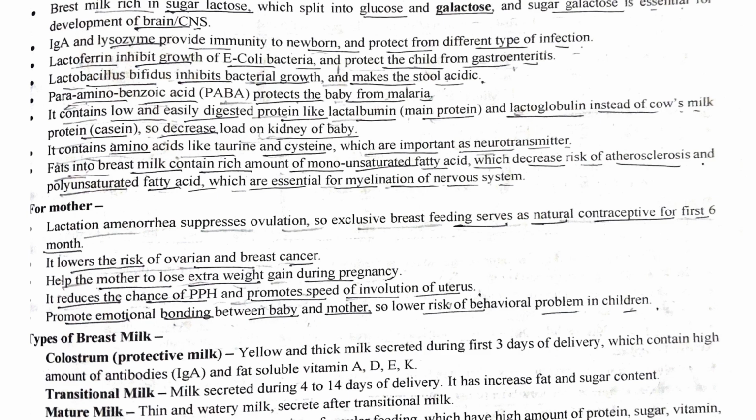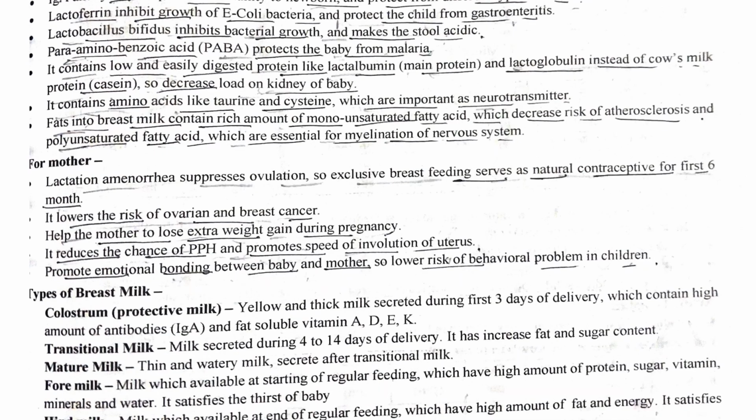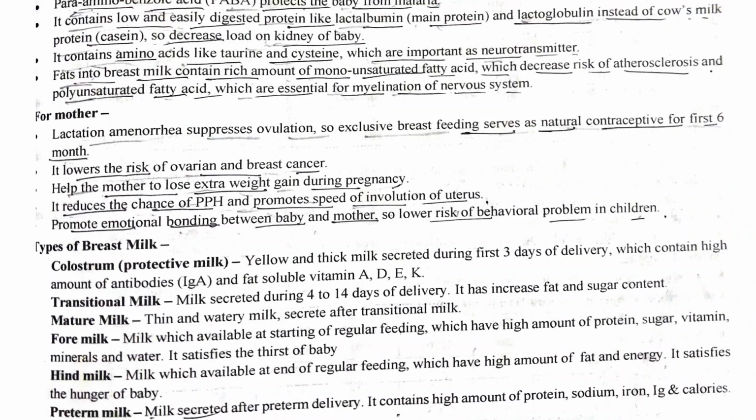It contains amino acids like taurine and cysteine, which are important to neurotransmitters. Fats in breast milk contain a rich amount of monounsaturated fatty acids, which decrease the risk of atherosclerosis, and polyunsaturated fatty acids, which are essential for myelination of the nervous system. For the mother, lactation amenorrhea suppresses ovulation, so exclusive breastfeeding serves as a natural contraceptive for 6 months.